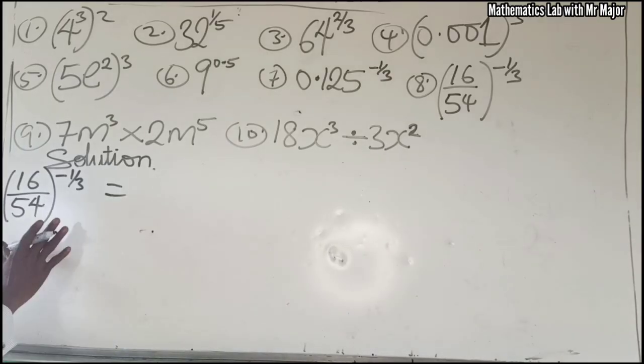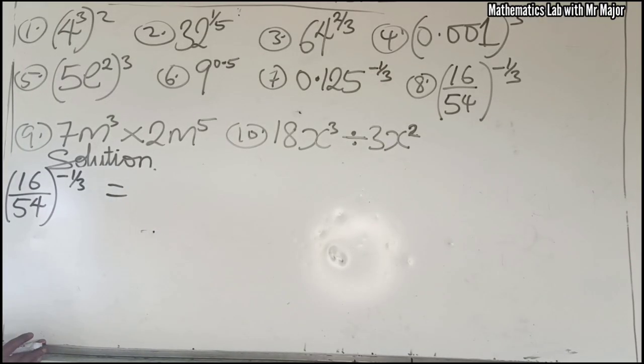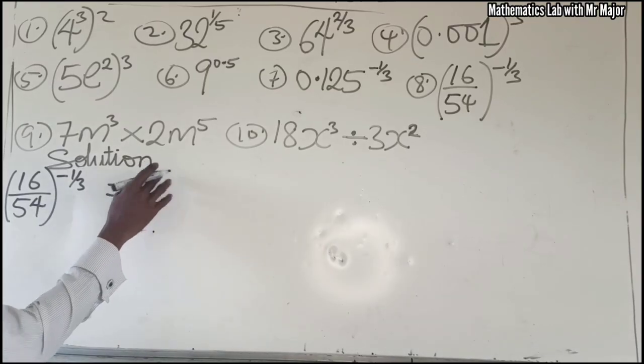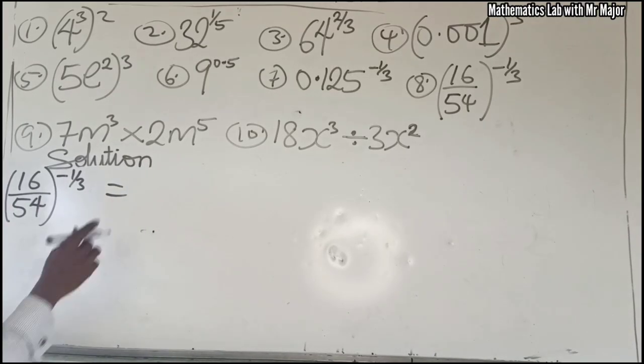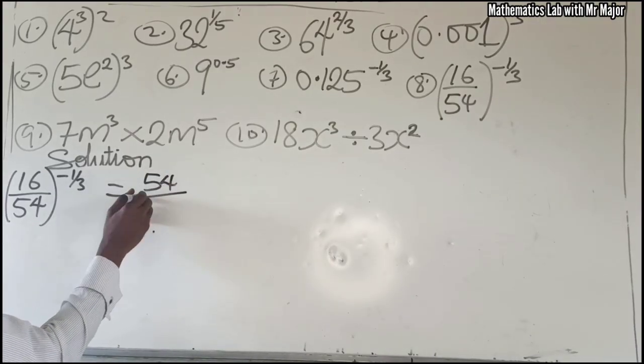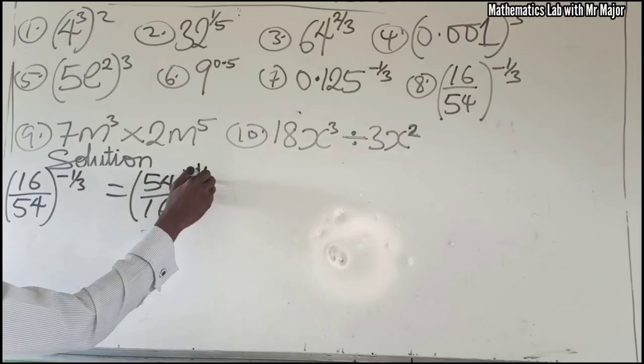Okay, we have another question, number 8, which is 16 over 54 raised to power minus 1 over 3. This is going to be the reciprocal raised to a positive power again. That means 54 over 16 raised to power 1 over 3.